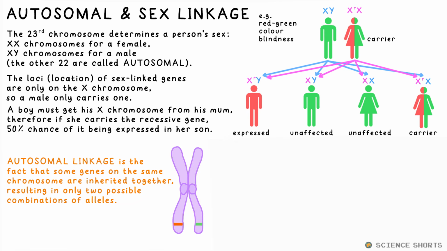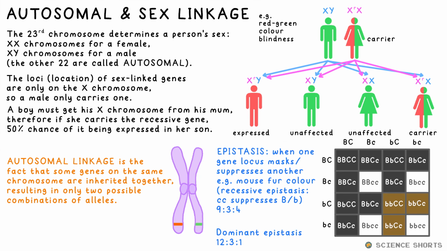You also have autosomal linkage, the fact that some genes on the same chromosome are inherited together, resulting in only 2 possible combinations of alleles. Epistasis is the phenomenon whereby one gene locus masks or suppresses or changes the expression of another. The most common example is mouse fur color. Here's the result of the combinations of the 4 different gametes. In the case of recessive epistasis, like this, the ratio of phenotypes is 9:3:4. For dominant epistasis, it's 12:3:1.